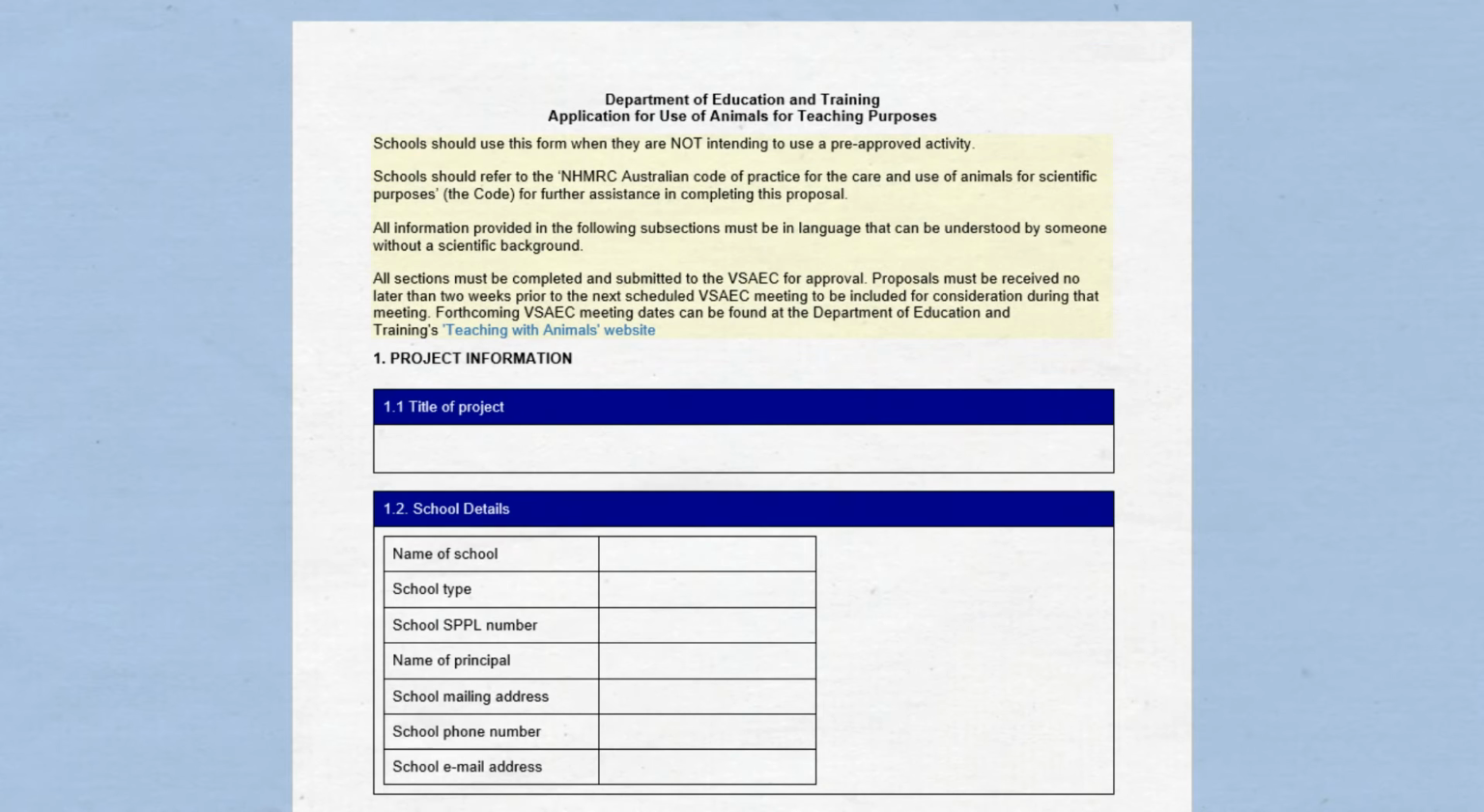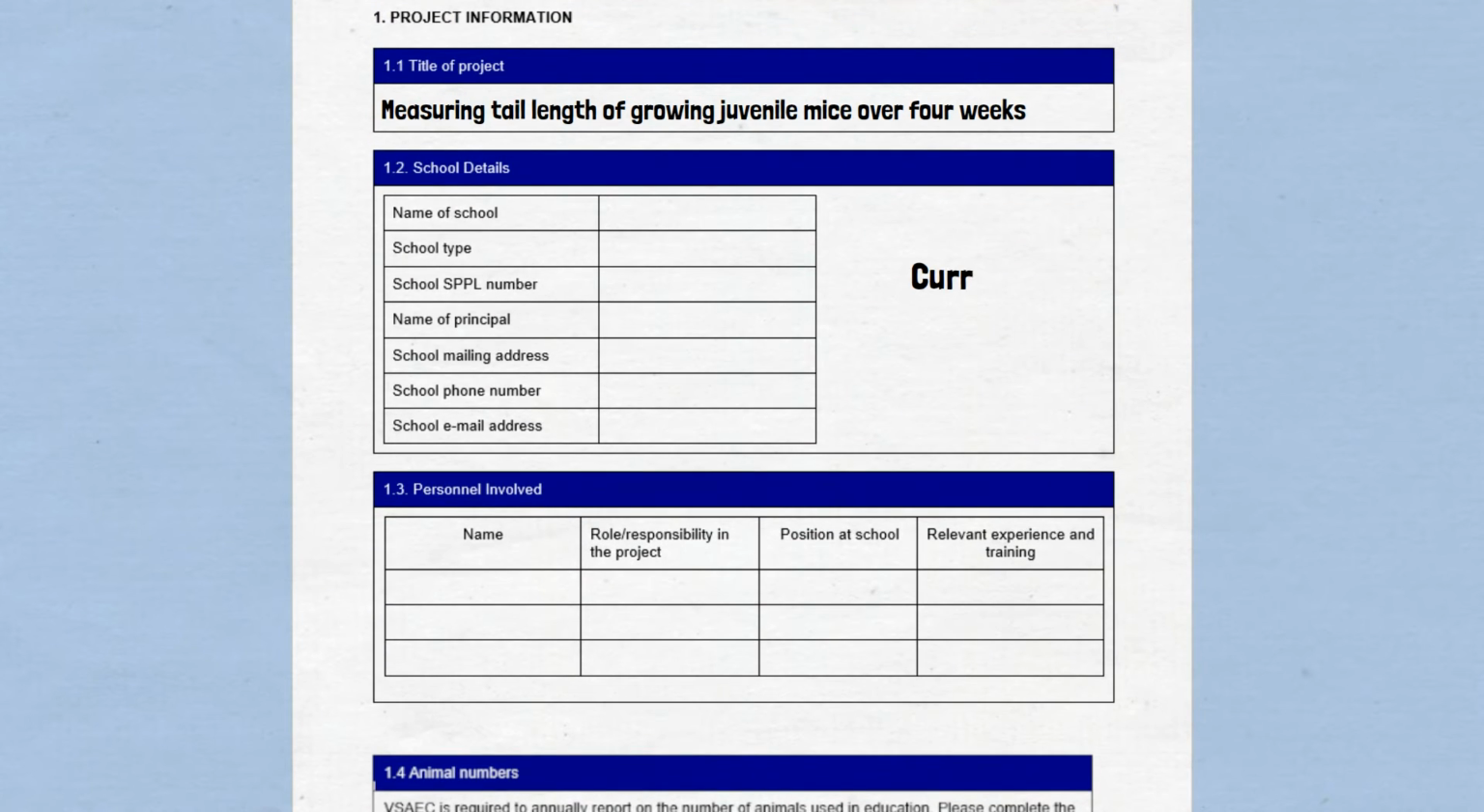What is the name of your project? For example, measuring the tail length of growing juvenile mice over 4 weeks. All details of your school should be current and accurate.